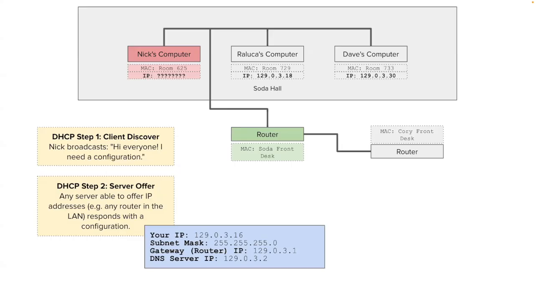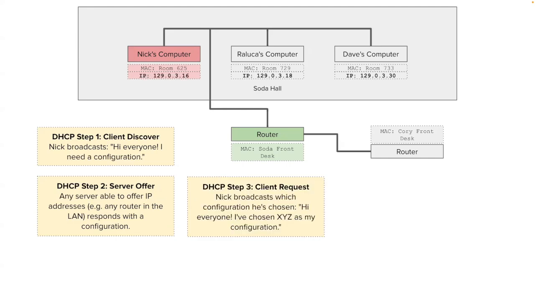So this is the four pieces of information that Nick receives from a server. And then step 3 is client request. Each server needs to know if the offer was accepted or not. Usually we only have one server, but that's besides the point. Nick says, I've chosen XYZ, for example, and Nick has to broadcast that again so that the server that offered the configuration knows to keep that connection alive.